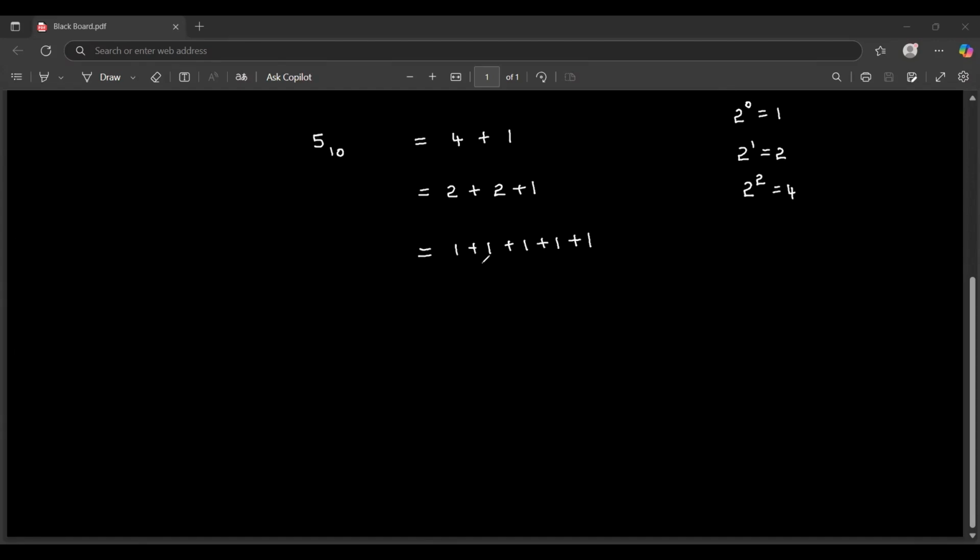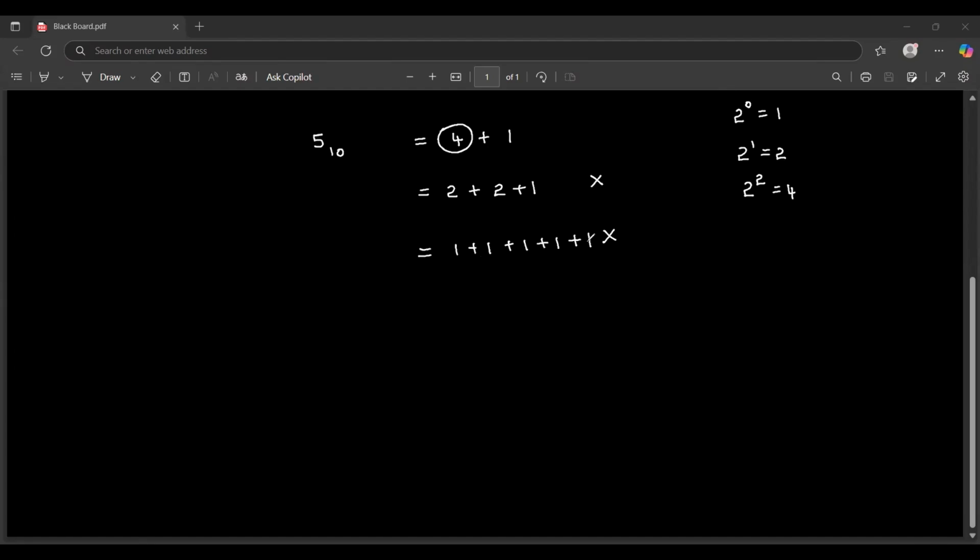There are multiple ways of writing it, but you're not focusing on this. You're focusing on the highest value that is possible. Then you will be going to the next value if it is possible. So here we have 5 to the base 10. You choose 4 first, then you have only 1 remaining. You can't choose 2, because after 4 we have 2, but we can't put 2.